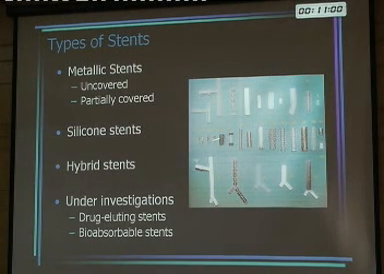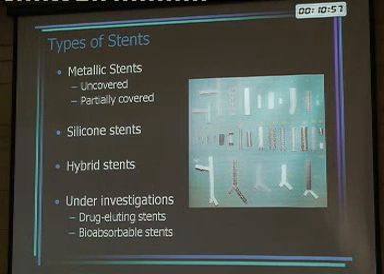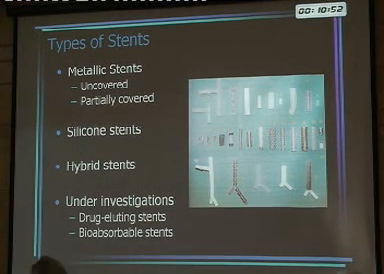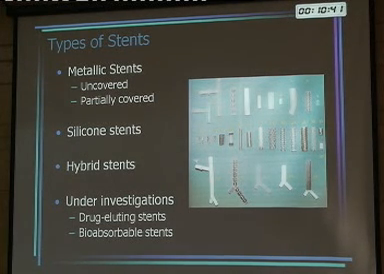This is an illustration that a lot of people use. There have been a lot of stents on the market. A lot of them have been taken off the market due to problems with the stents. But what we're left with are the metallic stents, which are covered or uncovered, and I'll show you that. Silicone stents, and hybrid stents that have both silicone and metallic elements. And then under investigation now, we have drug-eluting stents with the hope of decreasing granulation tissue formation, and bioabsorbable stents, so stents that can be absorbed and gotten rid of so problems won't arise in the future. Those are still investigational.